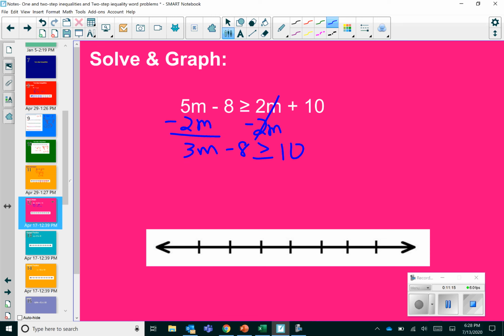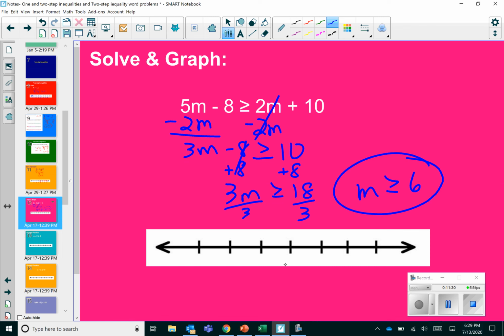Now we just have a two-step inequality. I'm going to add 8 on both sides. That leaves me with 3m is greater than or equal to 18. And then I'm going to divide through by 3, and that's going to leave me with m is greater than or equal to 6. So we're going to build our graph around our solution. It should be a closed circle at 6. And since m is greater than or equal to, we're going to go to the right.